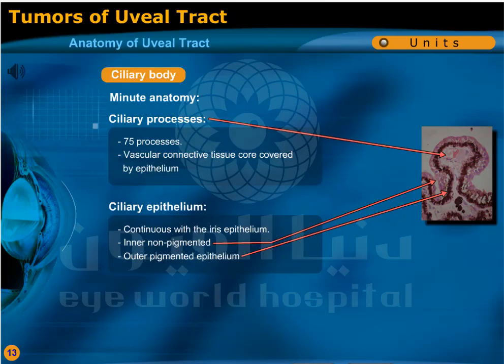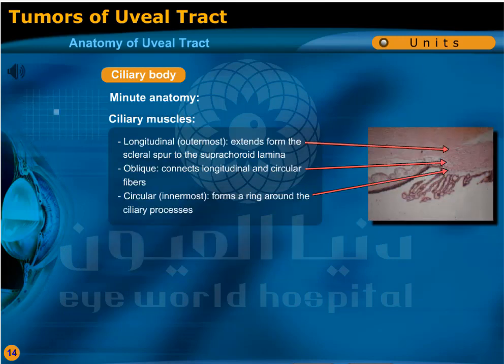Minute anatomy. Ciliary processes. 75 processes, vascular connective tissue core covered by epithelium. Ciliary epithelium continues with the iris epithelium, inner non-pigmented and outer pigmented epithelium. Ciliary muscles. Longitudinal outermost, extends from the scleral spur to the suprachoroid lamina. Oblique, connects longitudinal and circular fibers. Circular, innermost, forms a ring around the ciliary processes.